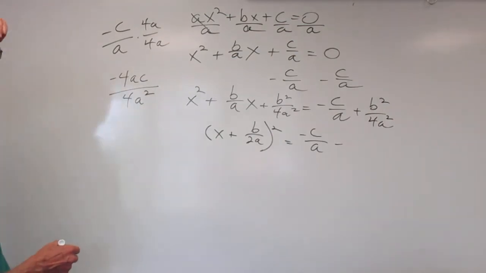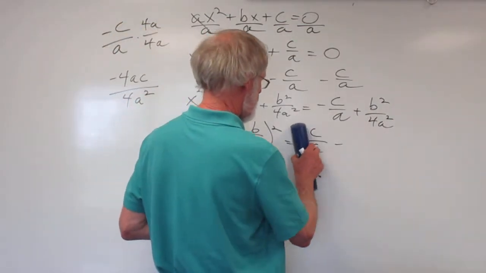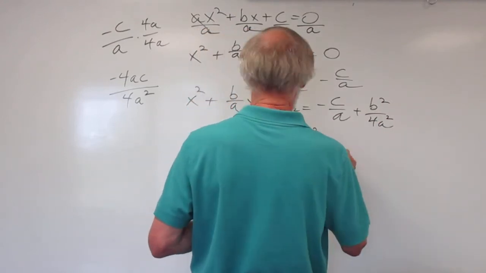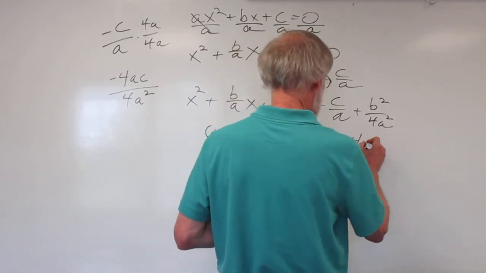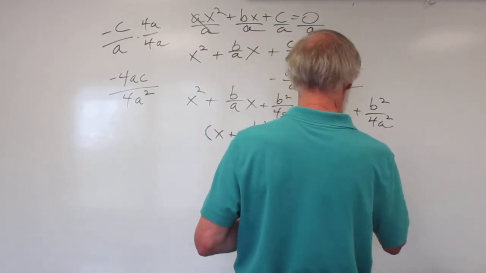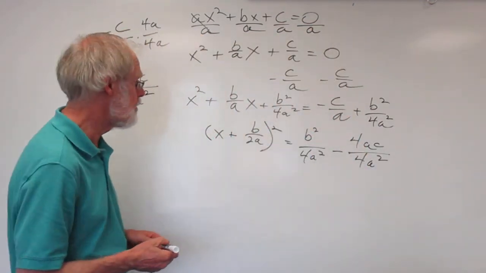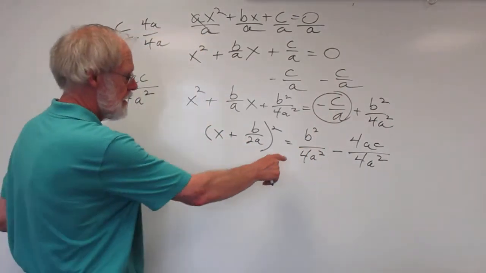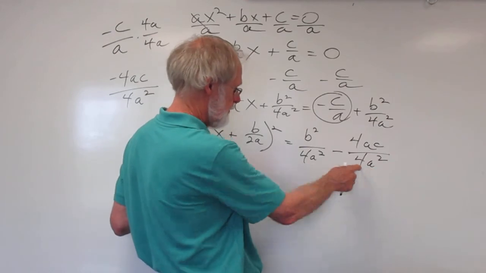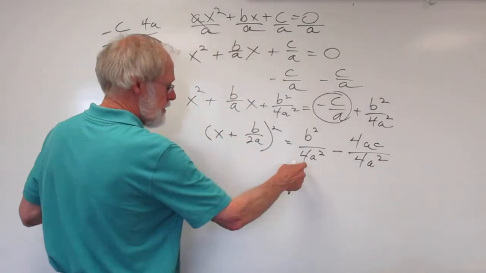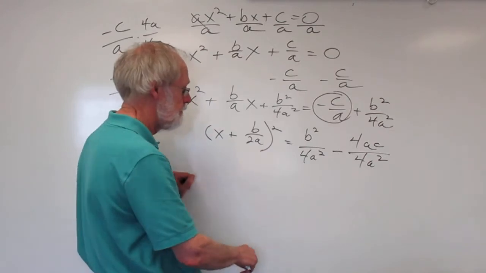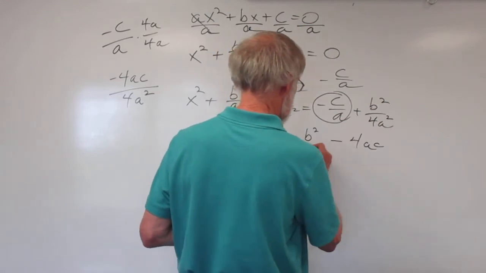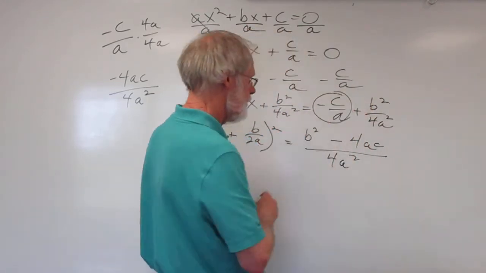Let me see here. I'm sorry, let's go back. I have b squared over 4a squared minus 4ac over 4a squared. All right, so this, by multiplying it by 4a over 4a, gave us a common denominator of this 4a squared. Now, these two are combinable because they have the same denominator. So I can say b squared minus 4ac over 4a squared. Same denominator for both.